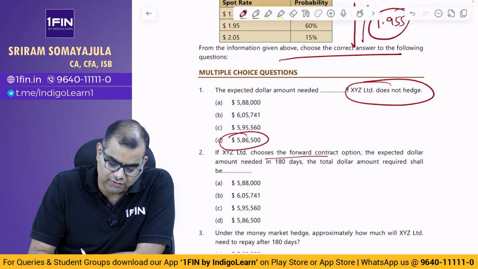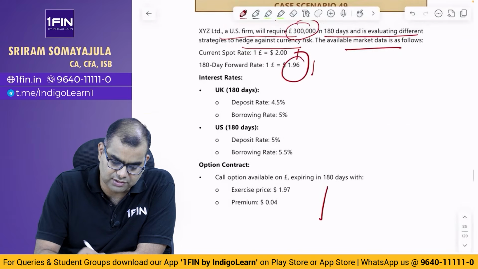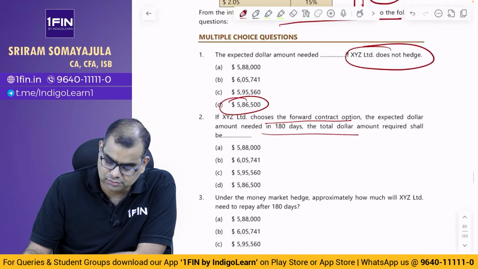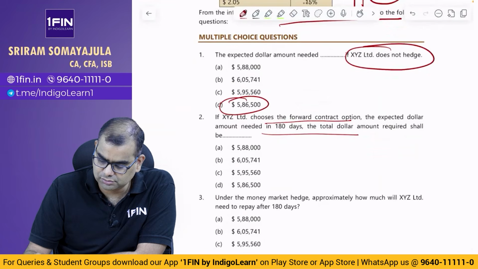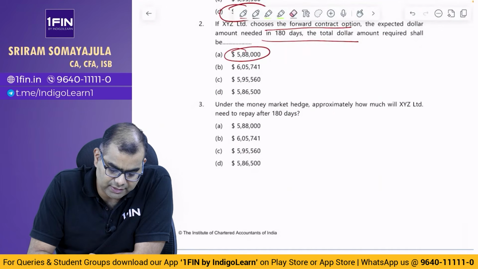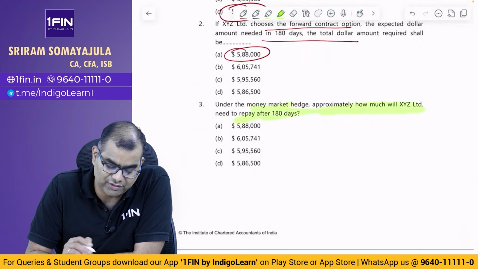If XYZ chooses the forward contract, the expected dollar amount after 180 days shall be. What is the forward rate? What is the rate? 1.96. So 1.96 into 3. $5.88.